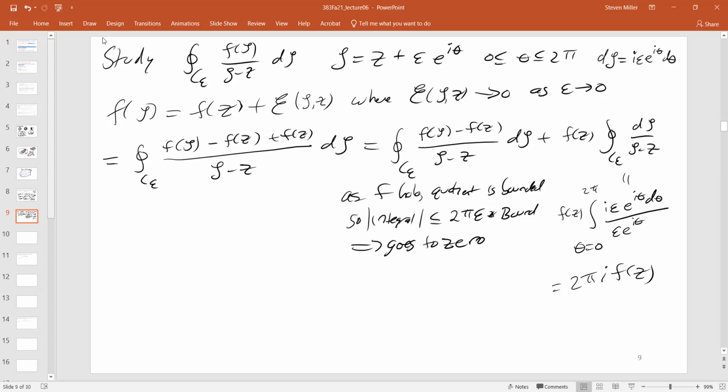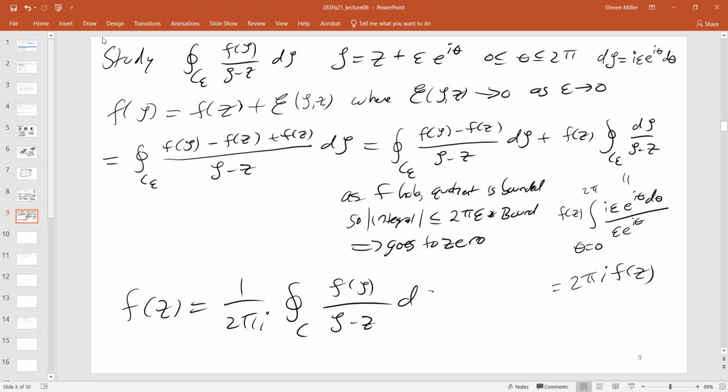And so we now get that, just moving these over, f of z is 1 over 2 pi I, the integral over the closed circle c of f of zeta over zeta minus z d zeta. And that finishes the proof.